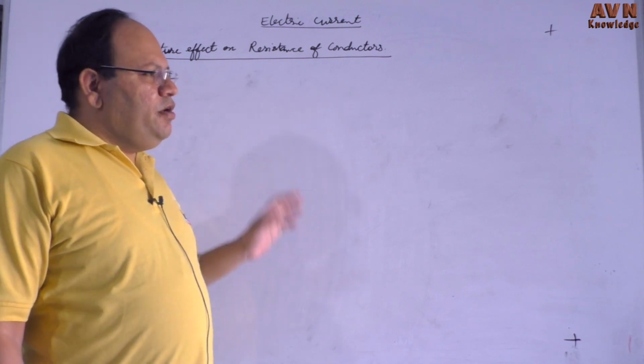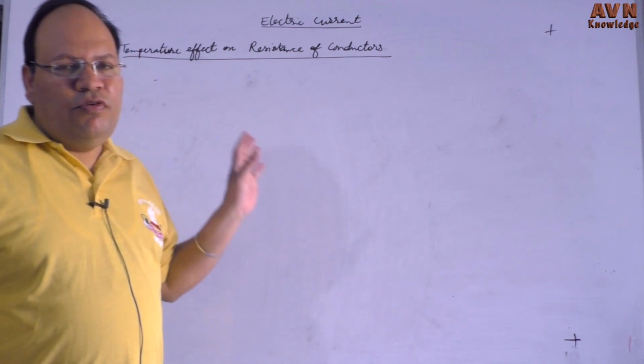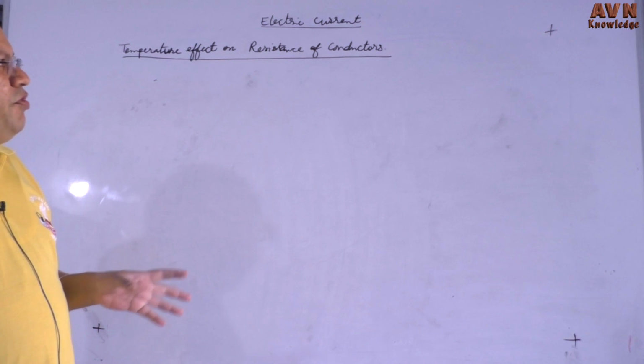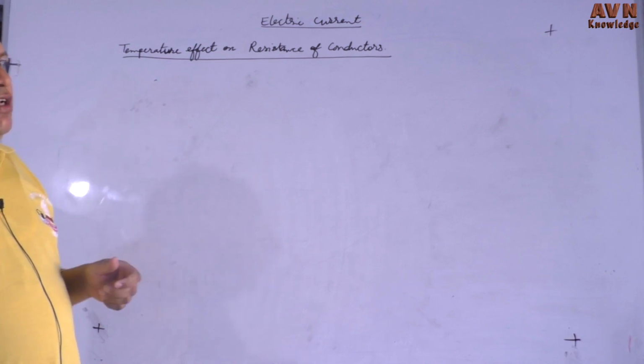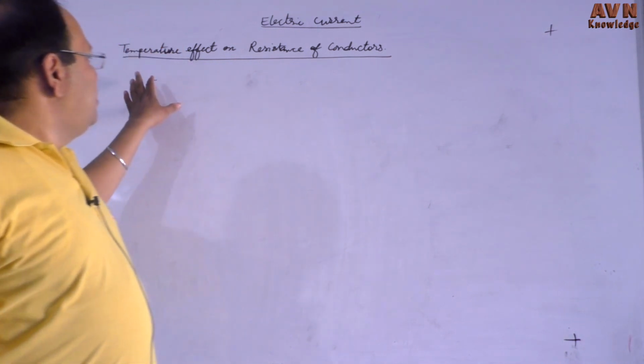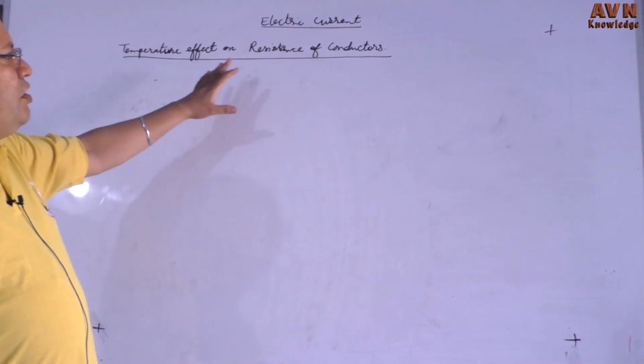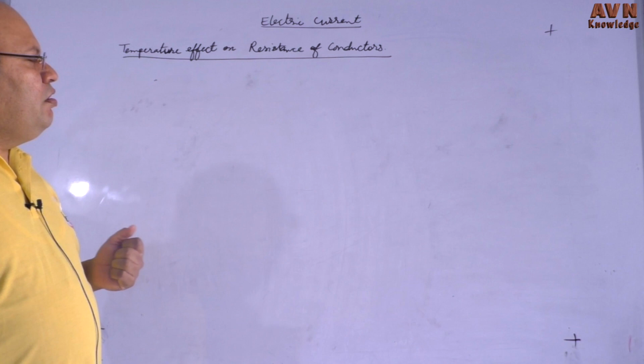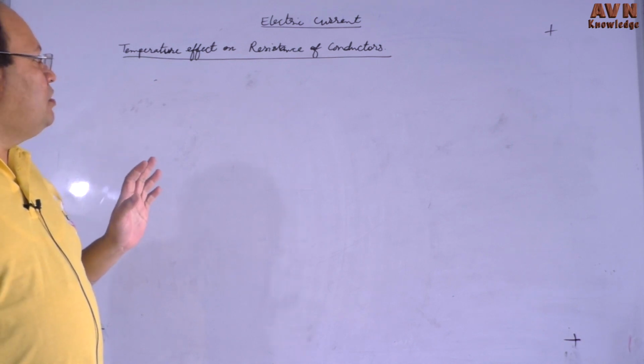Today we will study about the electric current. In the previous topic we have already studied the formula of resistance and the formula of specific resistance. So here we will study the temperature effect on the resistance of conductors.